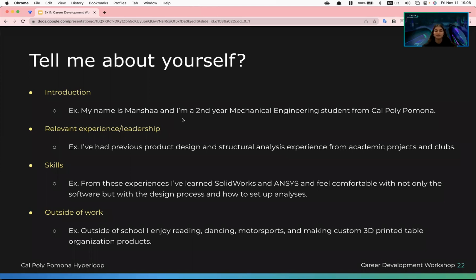And outside of school, I really enjoy reading, dancing, motorsports, and making custom 3D printed table organization products. So just taking you through that, I specified my year in case they're interested in knowing that.